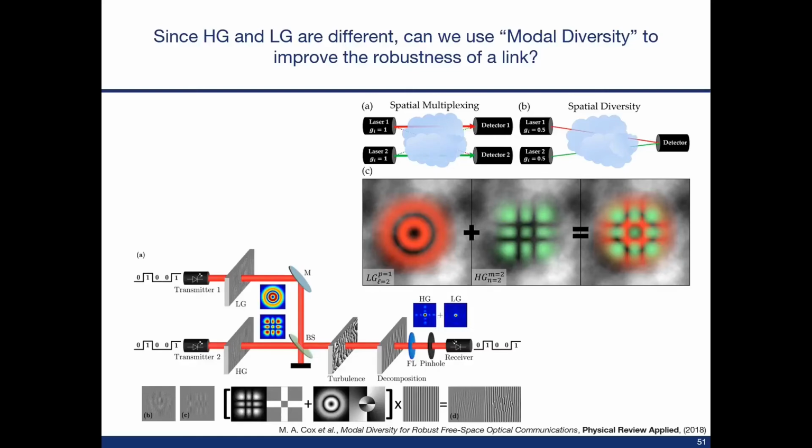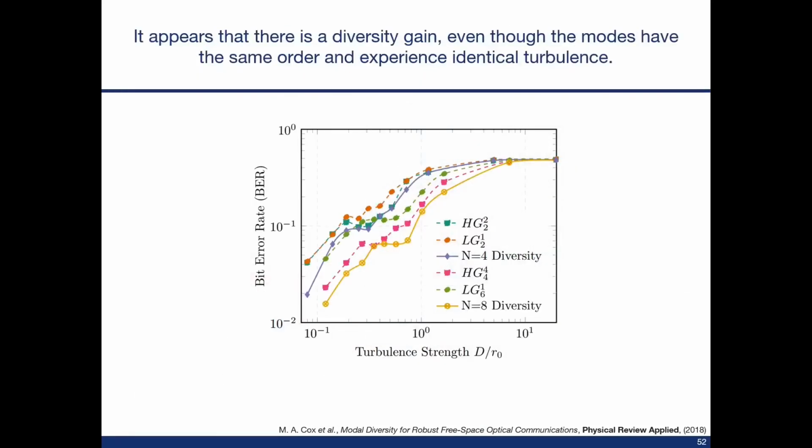Modal diversity, as shown by Abdurrahman earlier, uses different size OAM modes, which would certainly experience different turbulence. In this case, however, a diversity gain is not expected according to conventional theory, which doesn't predict a modal dependence to turbulence. The results show that there is indeed a significant diversity gain. The bit error rate is quite bad in general here, but the solid lines representing diversity are clearly below the dotted lines which represent the individual modes.